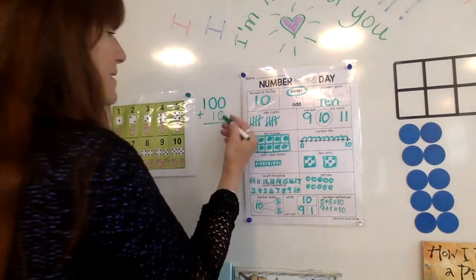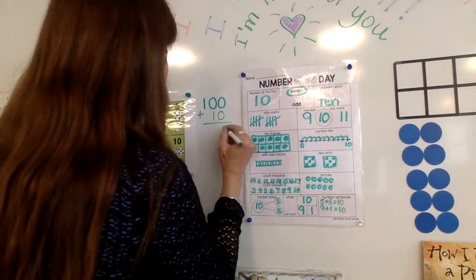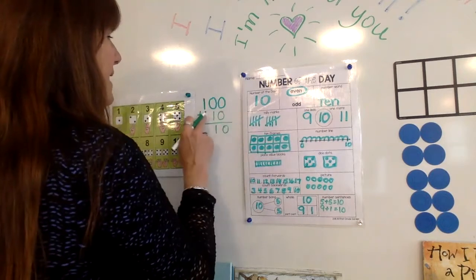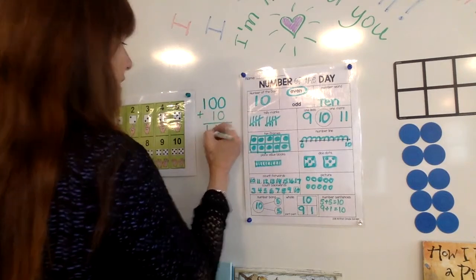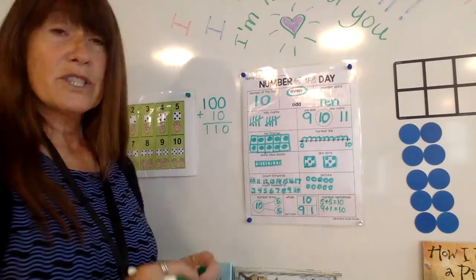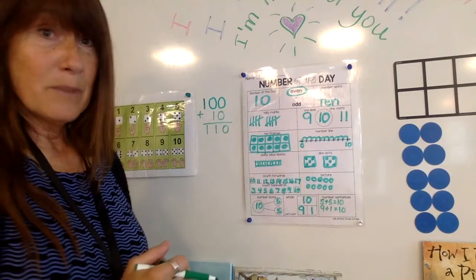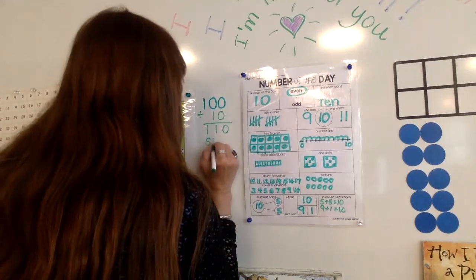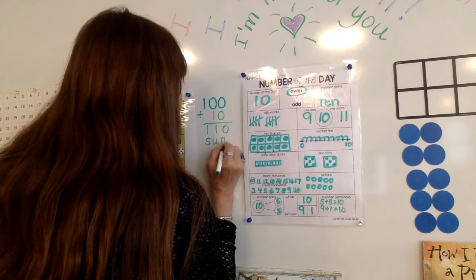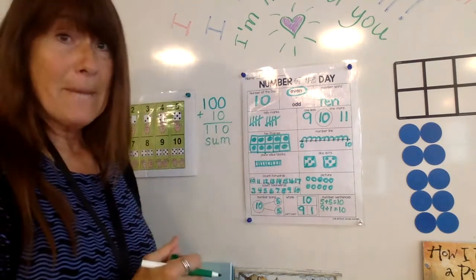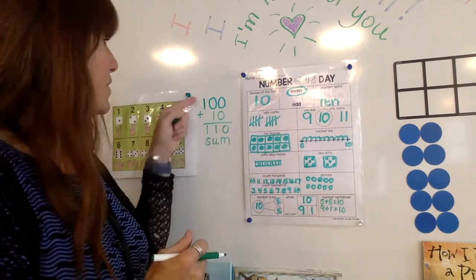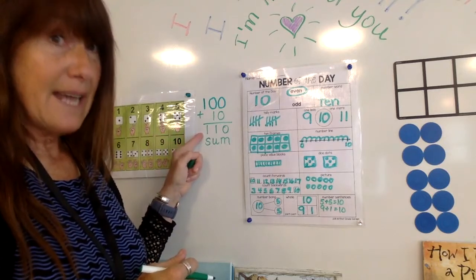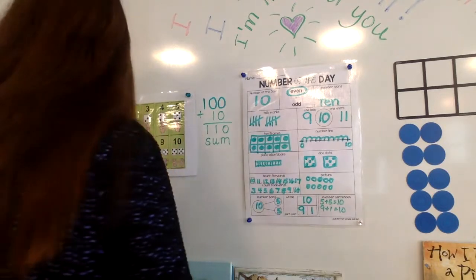Okay, 0 plus 0 we know equals 0. 0 plus 1 is 1. 1 plus nothing is 1. So there's our answer, which is our sum. Remember that word sum? S-U-M. The sum of these two numbers is 110.